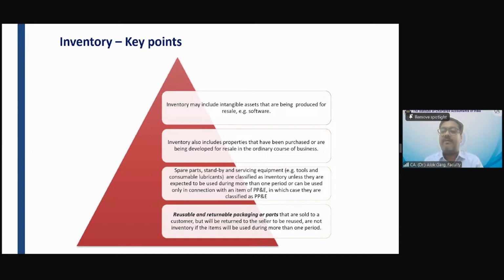Reusable and returnable packaging or parts that are sold to customers but will return to the seller are not inventory. Have you seen the carrot in which the cold drink bottles are there? Have you seen the carrot, the box in which cold drink bottles are there, the plastic box? Have you seen that? Yes, sir.